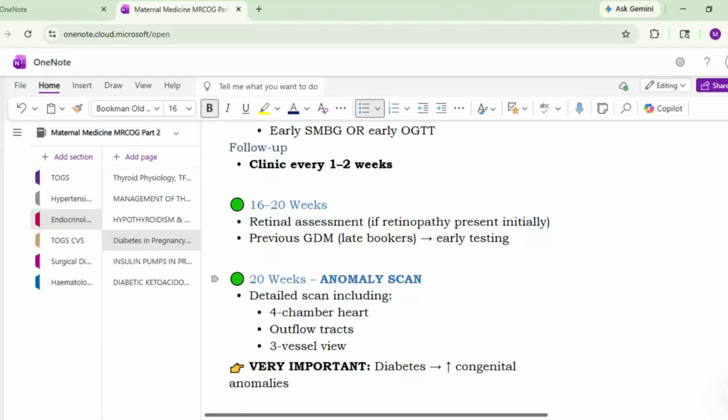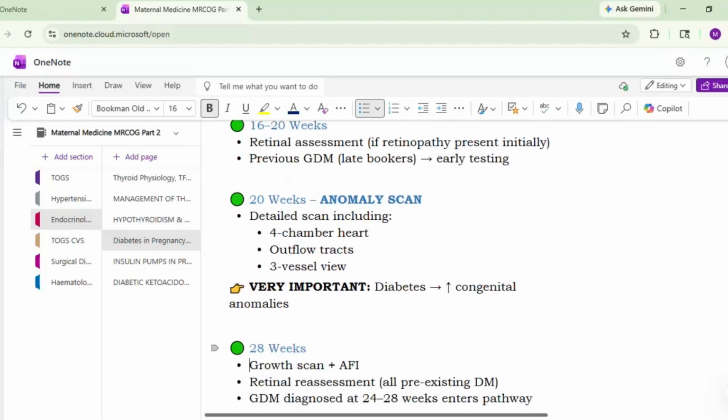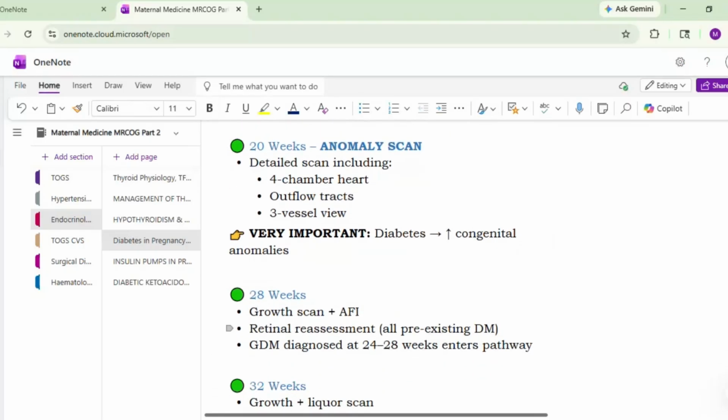At 20 weeks, we will do the anomaly scan. The detailed scan will include 4-chamber heart, outflow tracts, and 3-vessel view. At 28 weeks, growth scan plus AFI, and retinal assessment will be done.